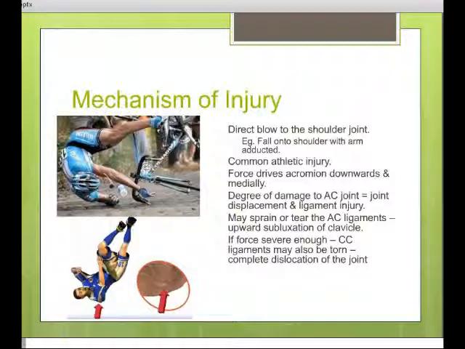This may result in just a sprain or a tear of the AC ligaments with upward subluxation of the clavicle. However, if the force is severe enough, the CC ligament or ligaments may also be torn completely, and if that happens, it's a complete dislocation.